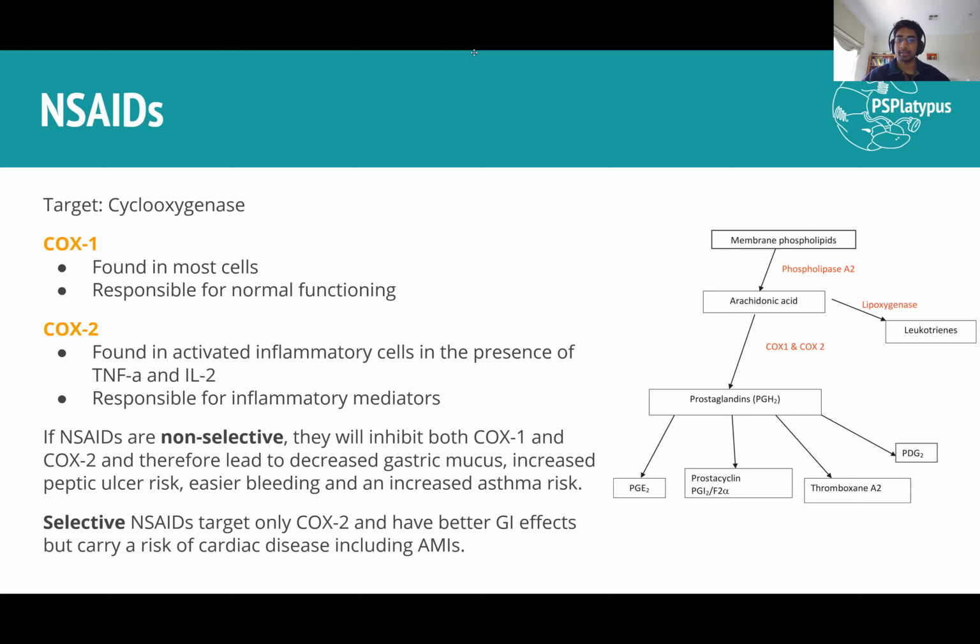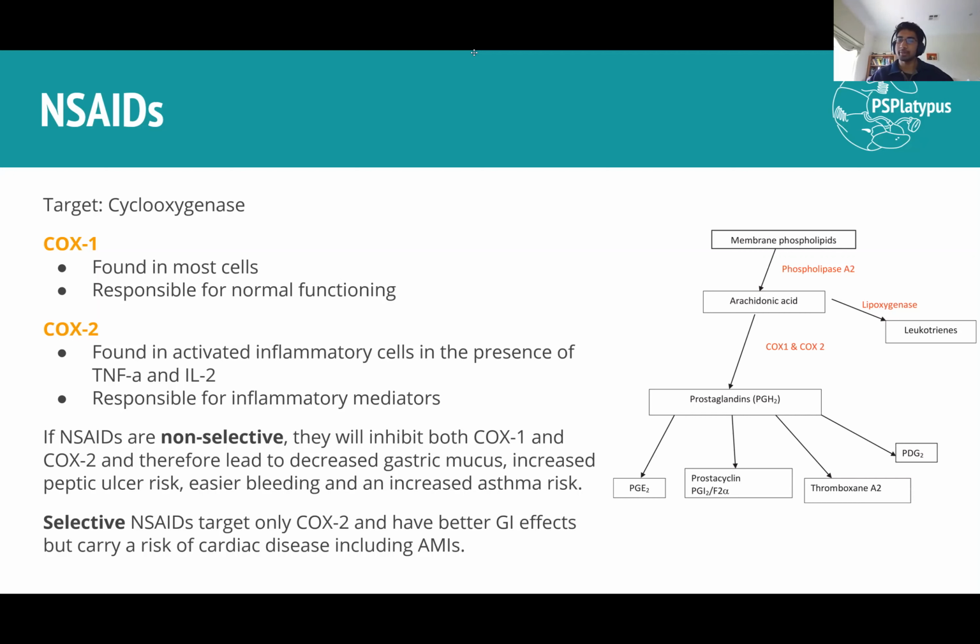Selective NSAIDs, they only target COX-2, which means that they have better GI adverse effect profiles because they're not messing with COX-1, which is important for the gastrointestinal tract, but they do have a higher risk of cardiac disease. So it's very much a toss-up. Not many anti-inflammatory drugs are just overall good. It's typically the weak ones in low doses that are fairly safe, but once you get into the serious stuff, pretty much everything has side effects, basically.